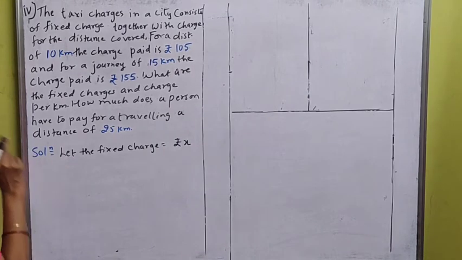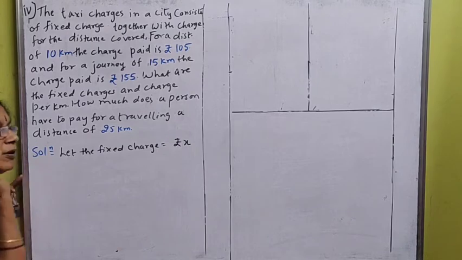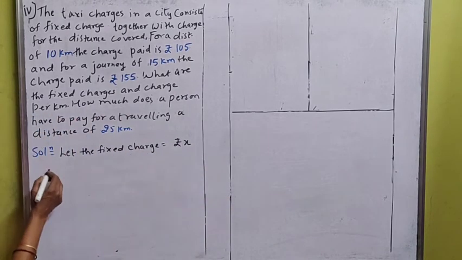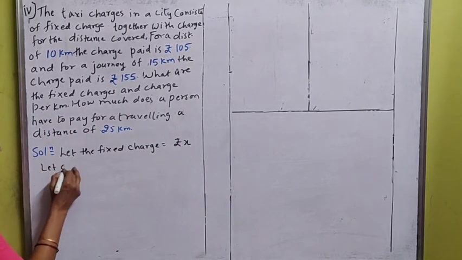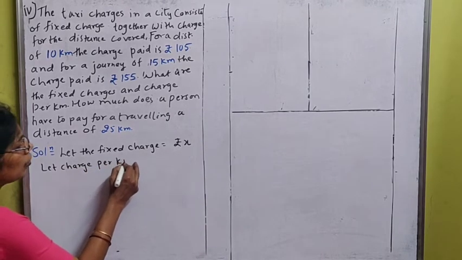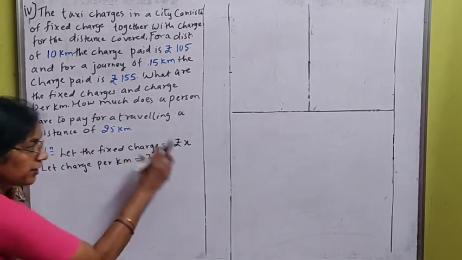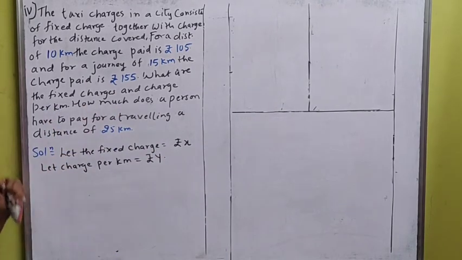Then, with the fixed charge, you also have to pay the charge per kilometer. So let the charge per kilometer be rupees Y. Together, that is what you have to pay. Now let us see the first sequence.